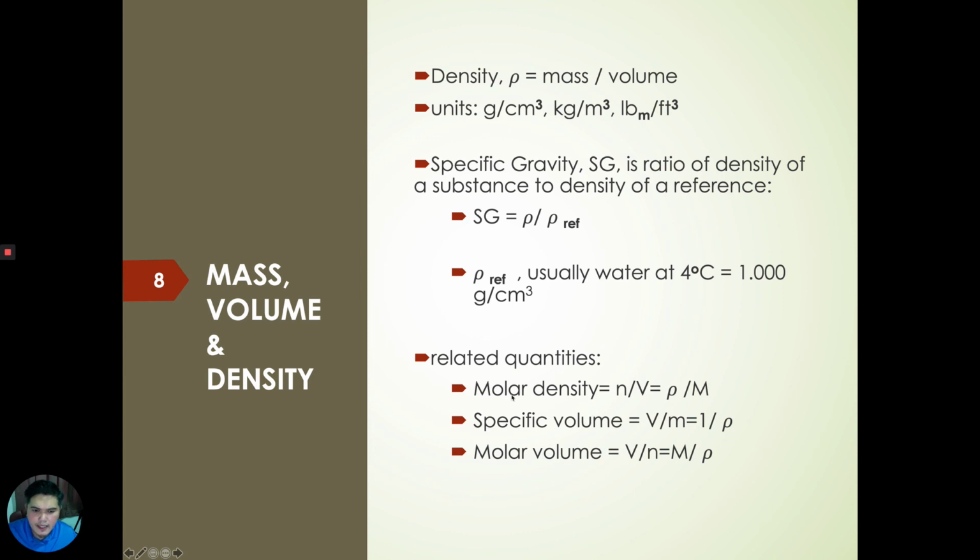At the same time, we can use the density to calculate many other things, such as molar density, which is N over V, or also equals rho over M. We can also calculate specific volume, V over M, which is the inverse of the density, and the molar volume, which is V over N, and can also be calculated as mass over density, M over rho.